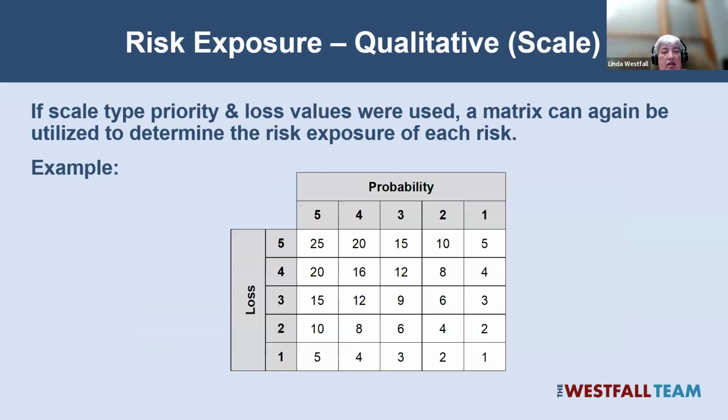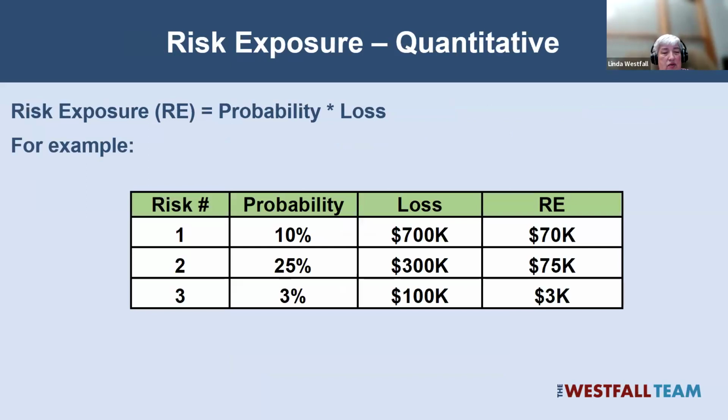If we're doing it with numbers, we can simply put probabilities across the top and losses down the side, and multiply. So it just gives us a number to rank things. Obviously, our highest risks are 5s and 5s, which would give us a 25. A 4 and a 5 gives us a 20, and that risk exposure number can be used to rank the risks.